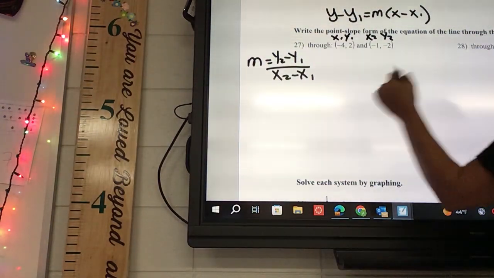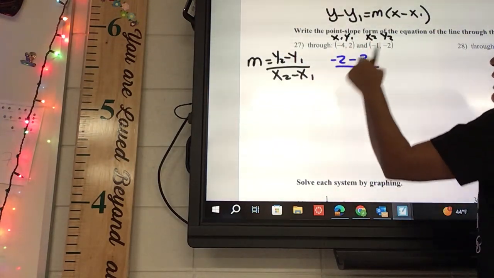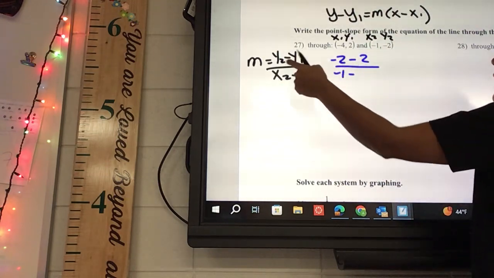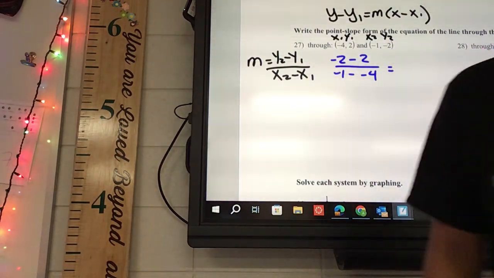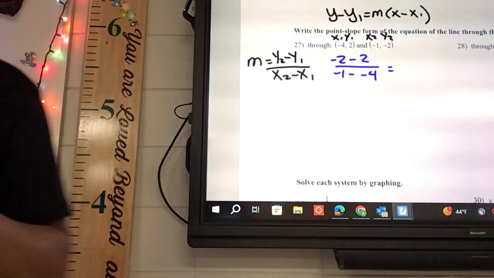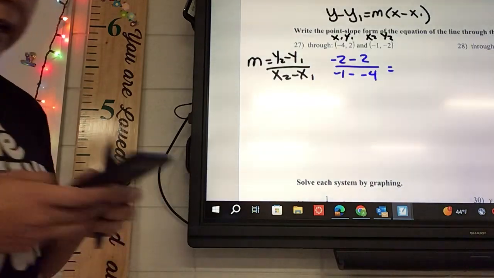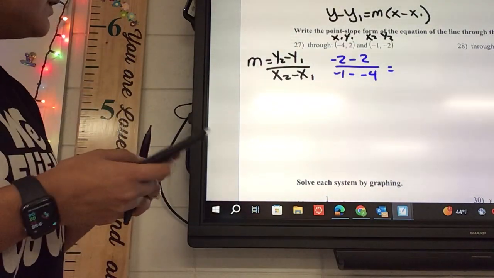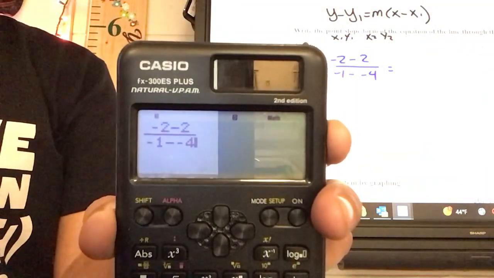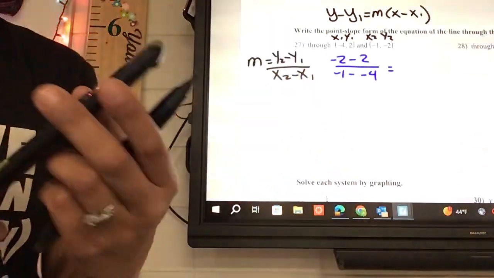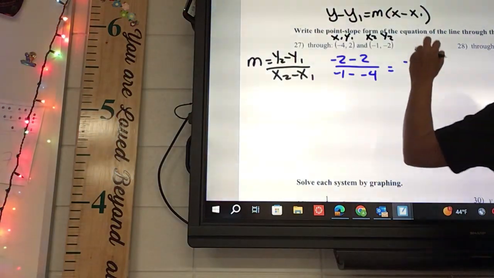Well, my y2 is going to be negative 2 minus y1, which is 2, over x2, which is negative 1, minus x1, which is negative 4. And for those of you guys that forgot, you can turn your calculator on and hit that fraction button, and type in everything just the way it is. It should look like that on your calculator. When you hit equals, it'll pop you out the fraction and everything. So it's going to be negative 4 over 3.